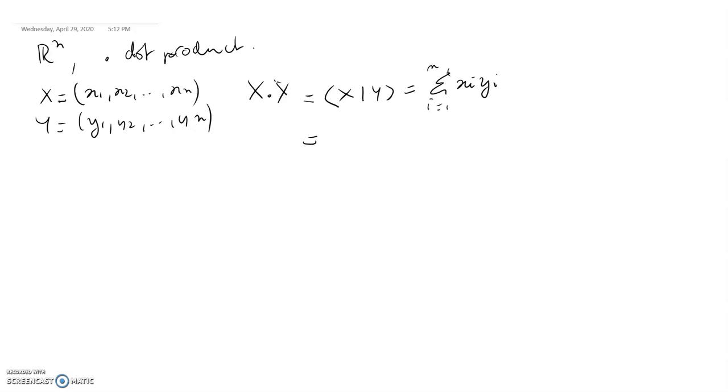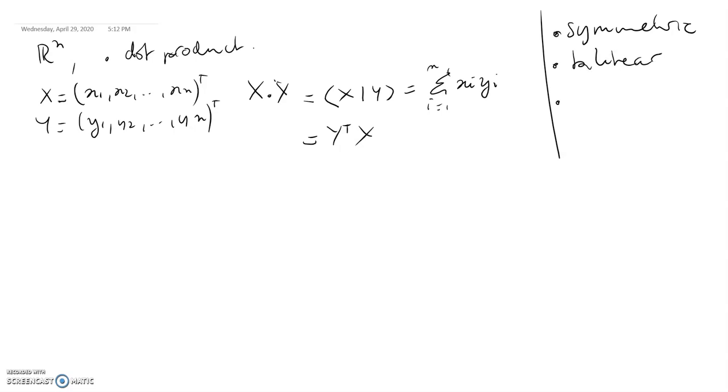Another way to write this is using the vector notation. Actually, these should be column vectors. So one way to define that is that it's going to be y transposed times x. Okay, so I remind you, the three things we have to show: that it's symmetric, that it's bilinear, and that it's positive definite.